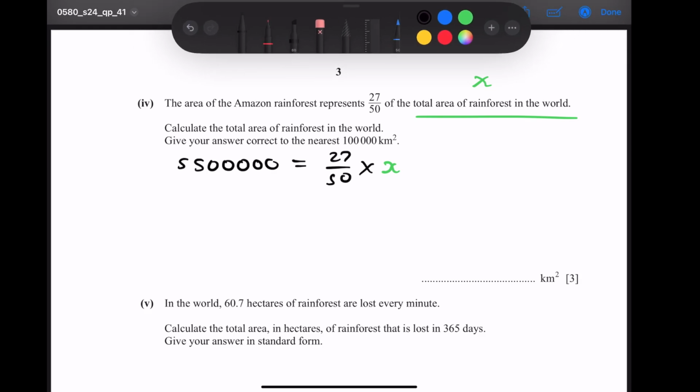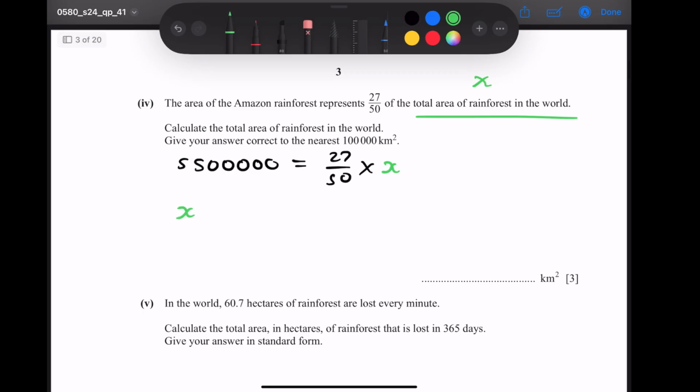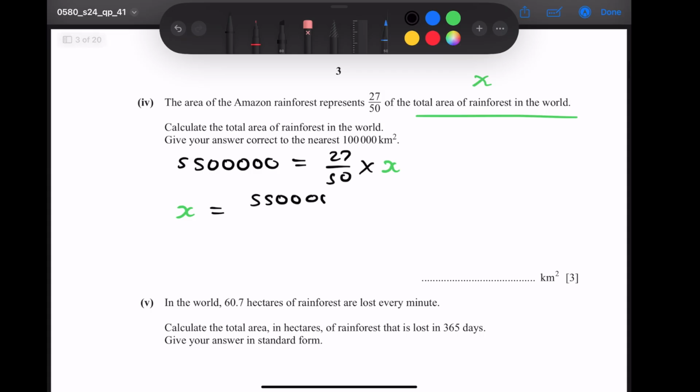So in that case, X itself, i.e. the total area of rainforest in the world, would be equal to 5,500,000 divided by 27/50. Now the exact answer for this would be equal to 10,185,185.19 rounded to 10 SF.